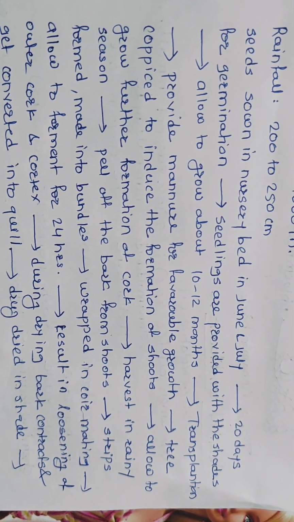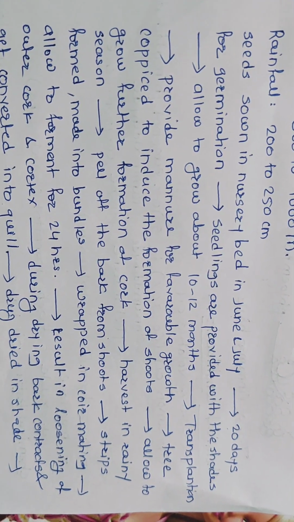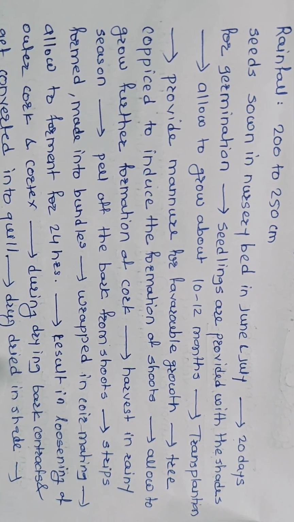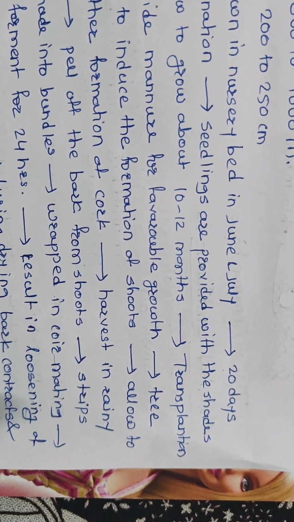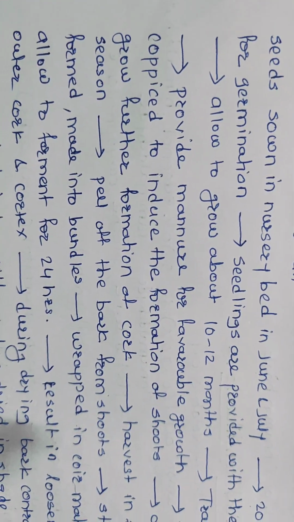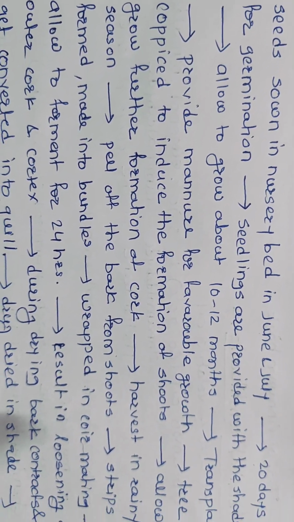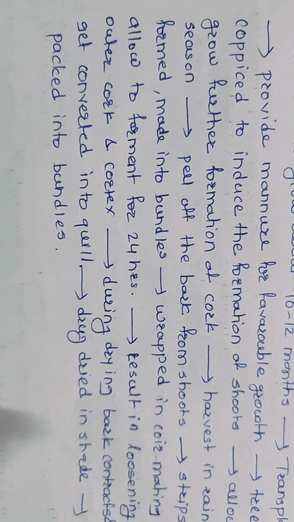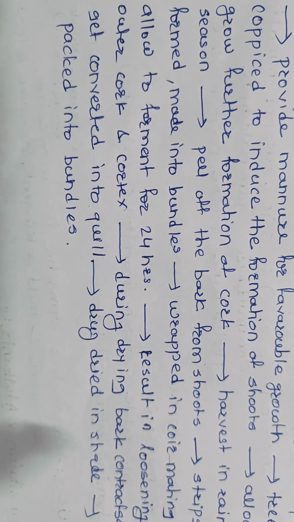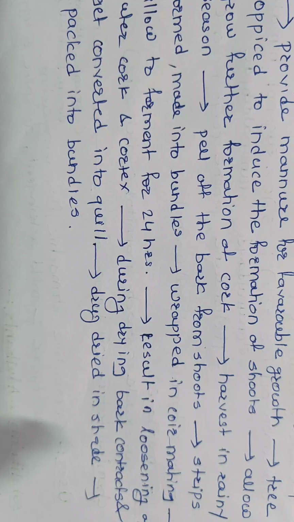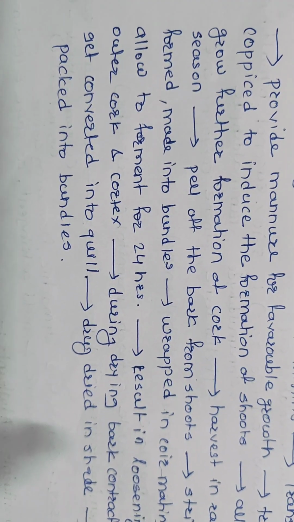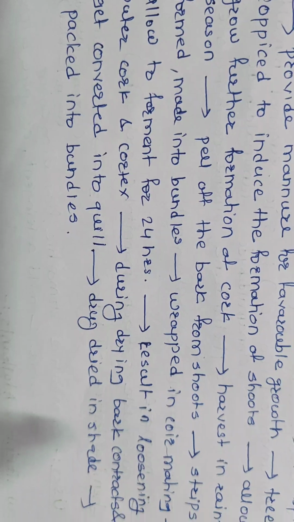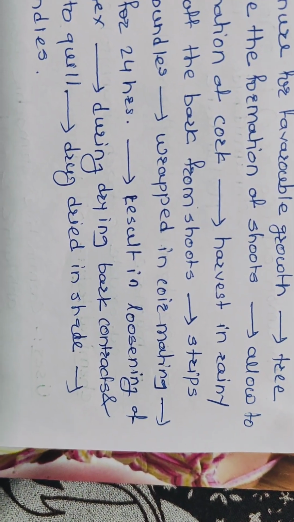Then the tree is coppiced after favorable growth. Coppicing means it is cut at a specific distance, about 1 centimeter from the soil, to induce the formation of shoots. Then it is allowed to grow further for the formation of cork. Then it is harvested in the rainy season. At harvesting time, the bark is peeled off from the shoot. Then strips are formed and made into bundles, and wrapped in coir matting.